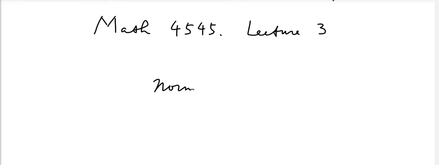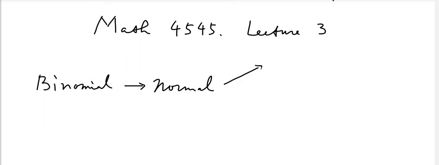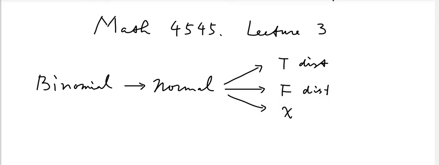We say that for some distributions close to normal, the binomial distribution will be close to normal, and from the normal distribution we can produce some other important distributions like the t distribution, the F distribution, and the chi-square distribution.